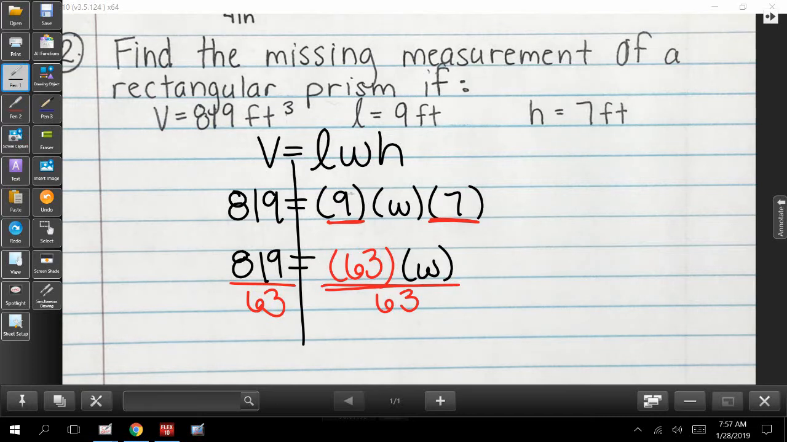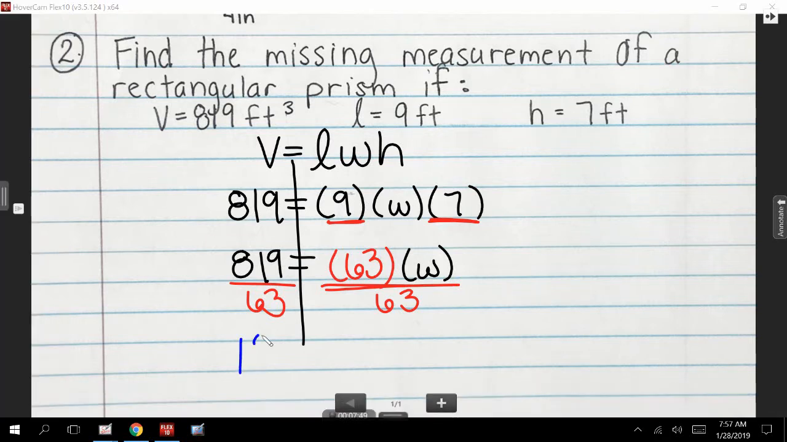What is 819 divided by 63? What's that going to give me? 819 divided by 63, Micah? 13. So I get 13. Keep my equal sign. What's going to happen to my 63s on top and bottom? What's going to happen to those, Destiny? Yeah, it's going to make the 1. They're going to go away, right? And what's left there? My W. All right, so I get 13 equals W.